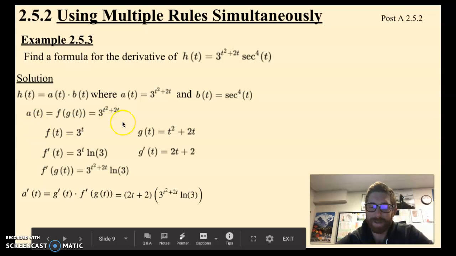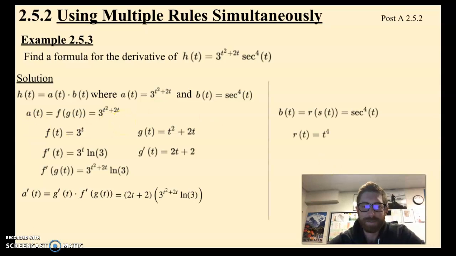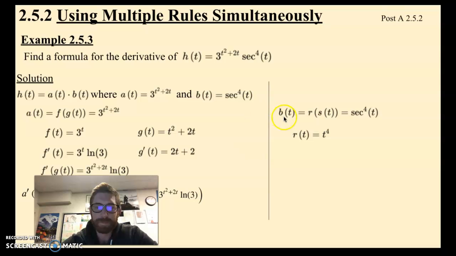We haven't done b prime yet. Well, here we go. Let's do b prime. I'll move this over here. So b of t equals r times s of t, right? Again, I have two arbitrary letters that I just made up. You can use any variable you want to. I just used r and s because it felt good. And then I have to understand that the outer function is going to be t to the fourth, and the inner function is going to be that secant of t. So if I want to find the derivative of the outer function, it's just 4t to the third.